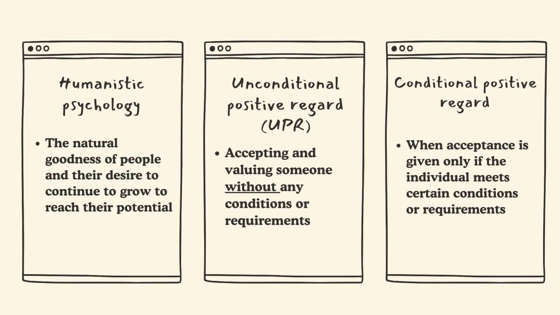Humanistic psychology is about the natural goodness of people and their desire to continue to grow to reach their full potential. Unconditional positive regard, or UPR, is accepting and valuing someone without any condition or requirement. The opposite of UPR is conditional positive regard. This is when acceptance is given only if the individual meets certain conditions or requirements.